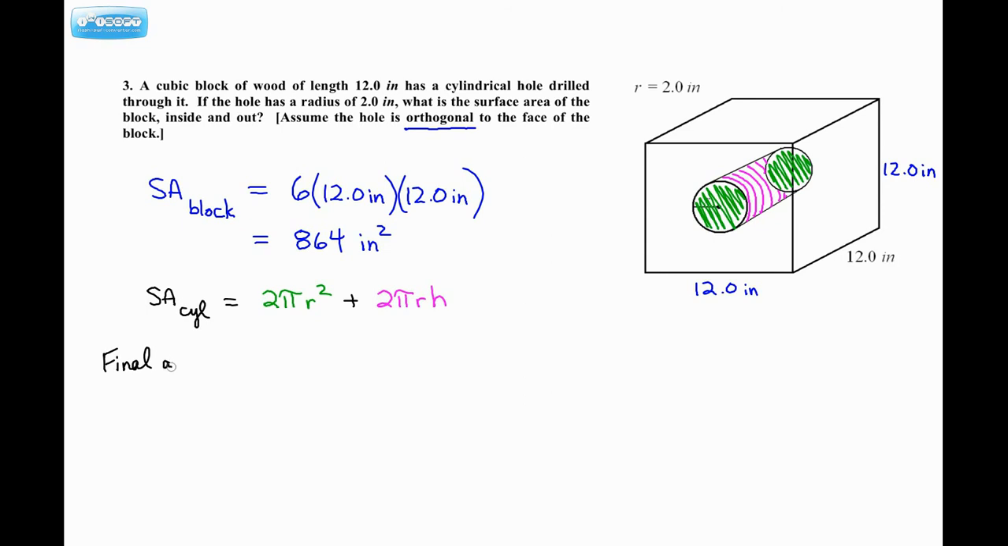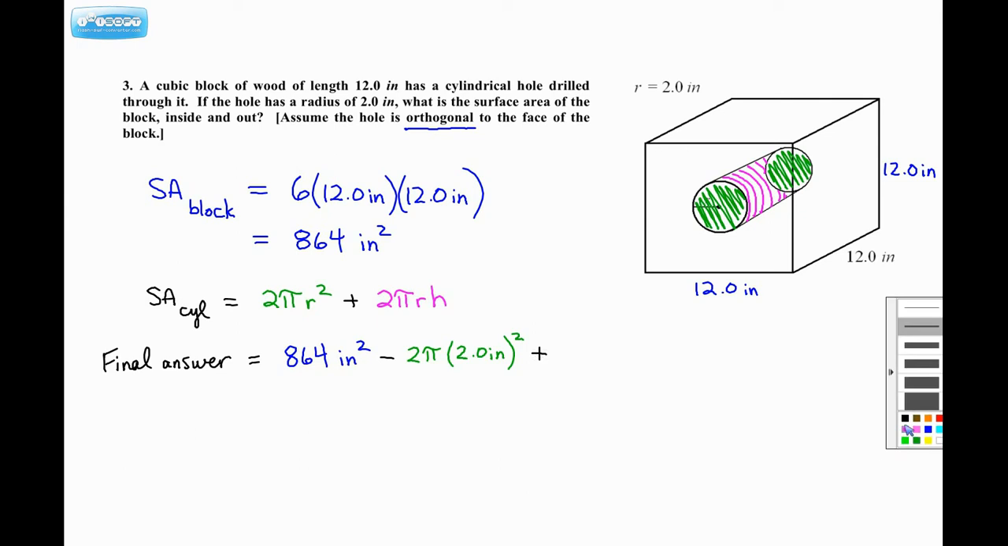So final answer, and that's going to be 864 inches squared. Okay. And I have to subtract off the green ends. So that is 2 times pi times the radius of the hole. And what is the radius? 2 inches. Okay. But we have to add on this bit here. So put that back in this color. This is 2 pi, and the radius again is 2 inches, times the height. Okay, well, the height of the cylinder, that's just the length of this hole, which is the length of the cube. So that's just 12 inches.